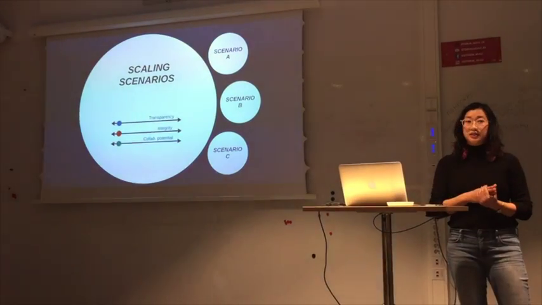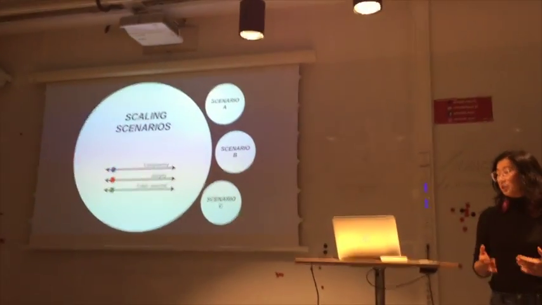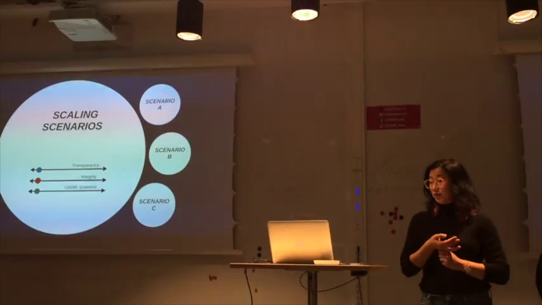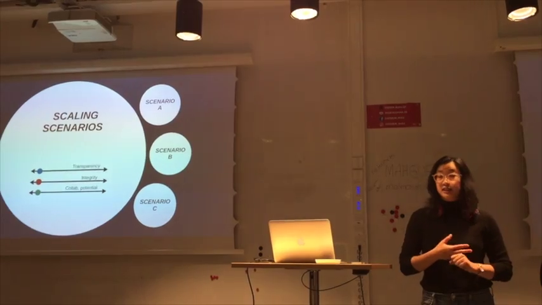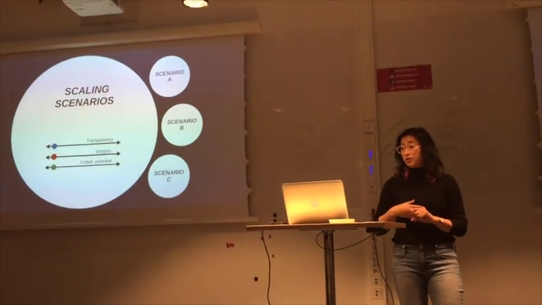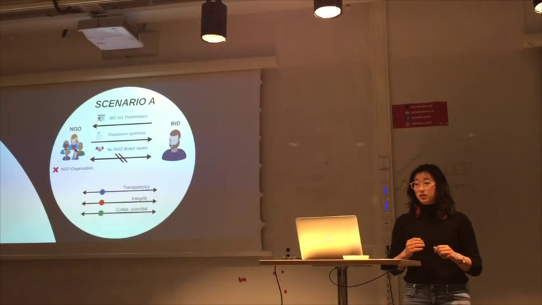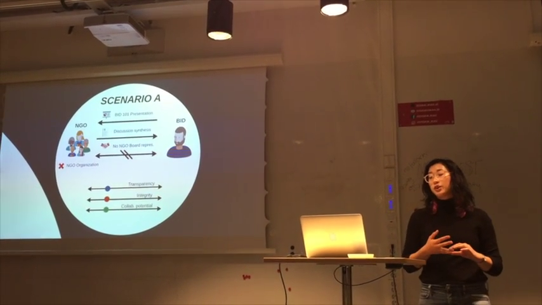We envision 3 scaling scenarios, and we've rated them based on the challenges discussed. So the first challenge or goal that we would want to increase within the bid is transparency, the second, integrity, and lastly, the collaboration potential. So the first scenario ranks the lowest in terms of transparency, integrity, and collaboration potential.